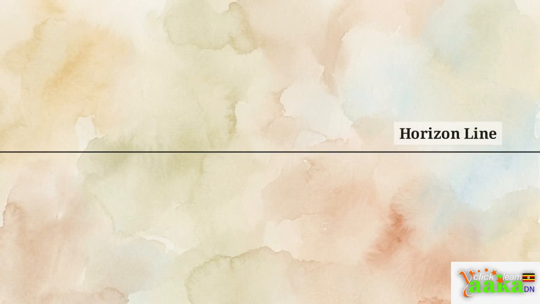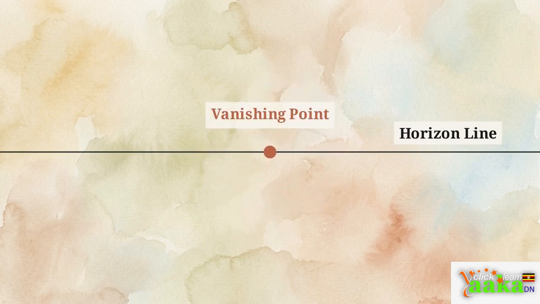We start by drafting the horizon line. This straight horizontal mark represents your exact eye level. On that line sits the vanishing point. Think of this dot as a magnet that will pull the entire drawing together.